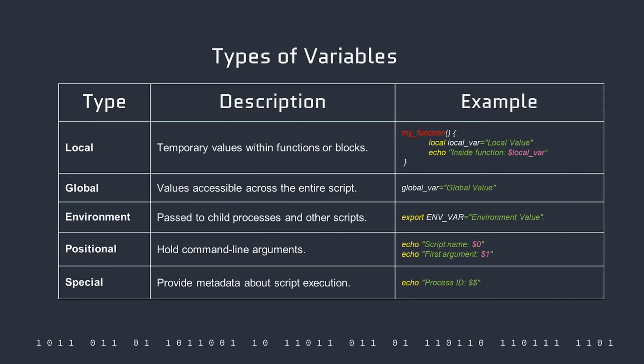Next is positional variables. These are commonly used in shell scripting or functions where the order of arguments matters. In many programming languages, positional variables refer to command line arguments passed to the script or function.